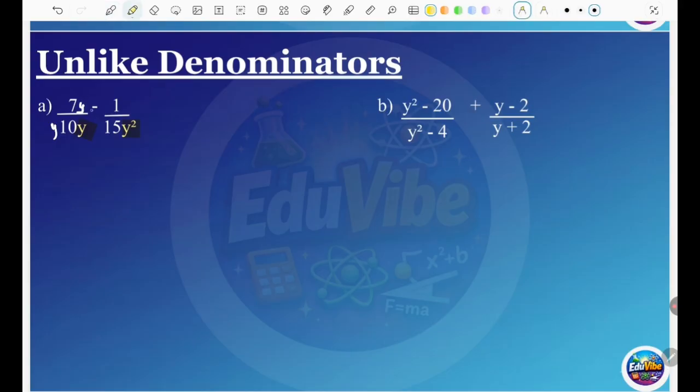But over there you have 10, and here it's 15. So for 15 and 10 you have to do something. If you multiply by 3 here, and multiply this by 2, you get 30 on both sides. And you have to multiply the denominator by 2, and the numerator also by 2.